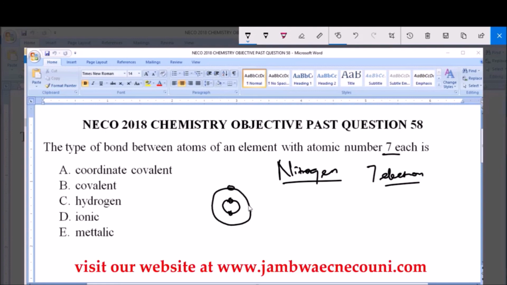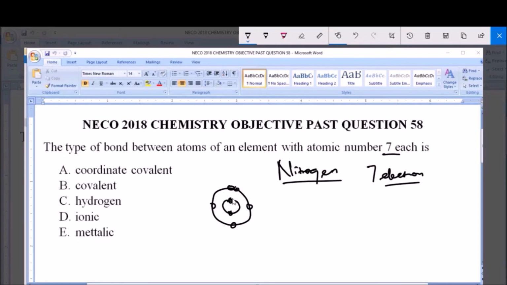So we have 1, 2, 3, 4, 5. So when you count all these together, it is 1, 2, 3, 4, 5, 6, 7. Now plus another atom of nitrogen, 1, 2, 3, 4, 5, 6, 7. Now when these chemically react together, they will give... Now there are 3 electrons here that are lone. That is, they are not paired. We have only 1 paired electron and 3 unpaired electrons. Likewise, on this other atom of nitrogen, there are 3 unpaired electrons.